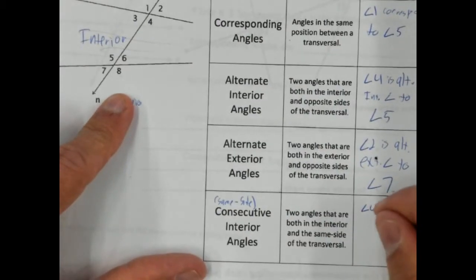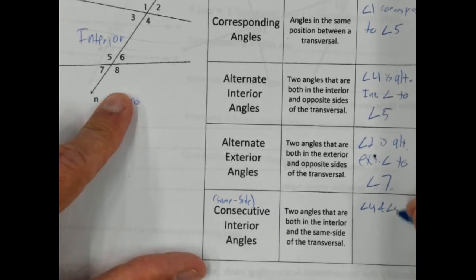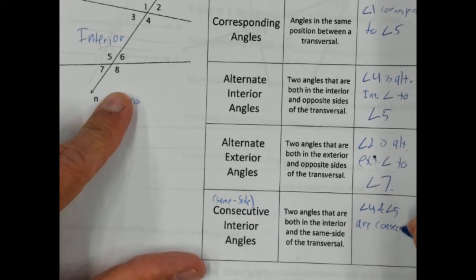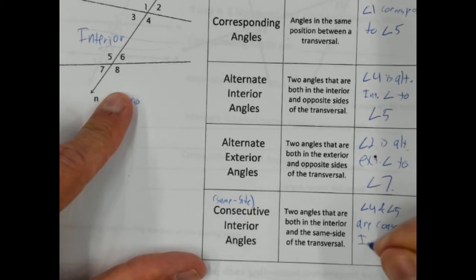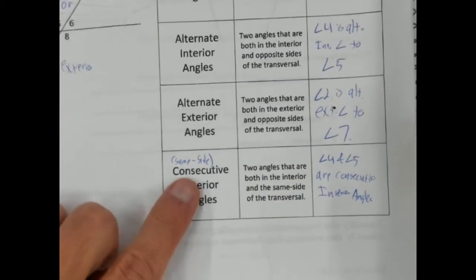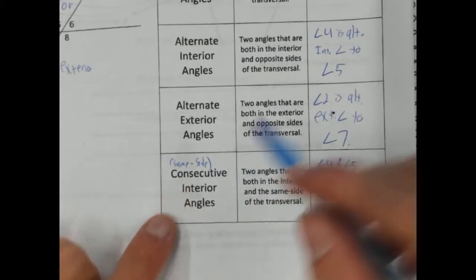So we're going to say angle 4 and angle 5 are consecutive interior angles. And remember, you could also see it expressed as same side angles, or same side interior angles as well.